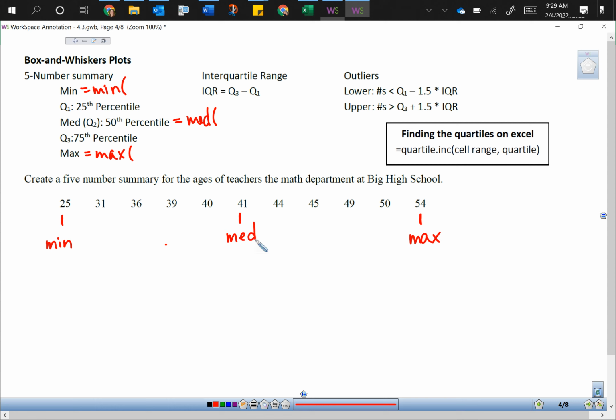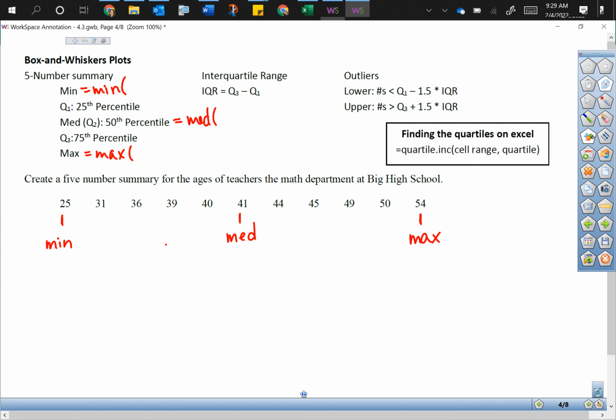Now, to find your first quartile, I know it's been a while, so I'm going to refresh your memory here. To find your first quartile, you're going to cover up the median and everything to the right of it. So notice I've covered up all of those numbers. I'm only looking at the numbers to the left of my median. Okay, so 25, 31, 39, 40.